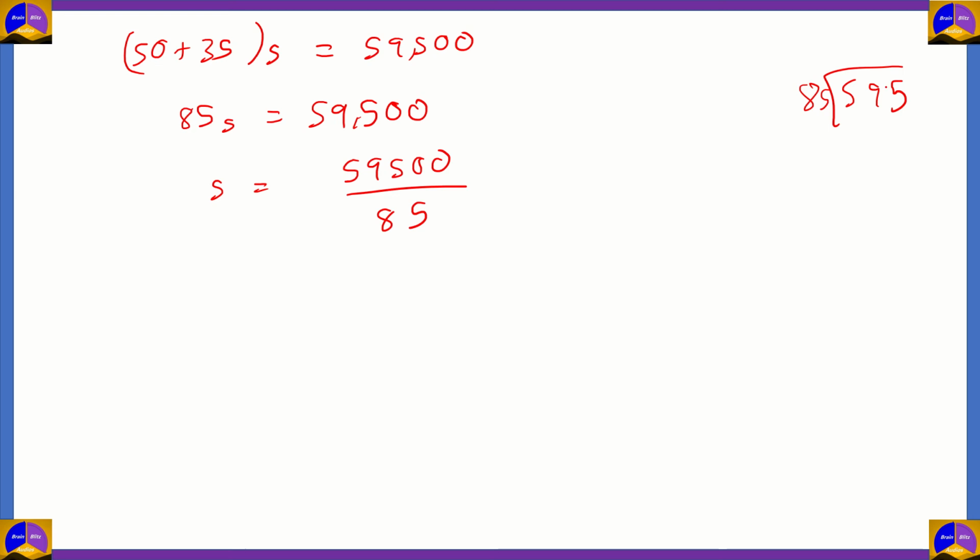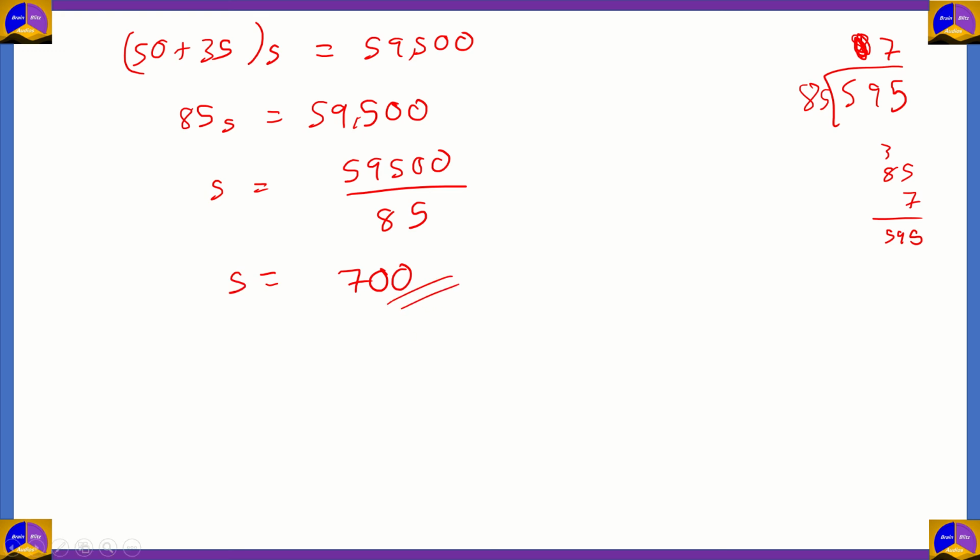So if you calculate it, 8 times 7 gives you 56, so we can try 85 times 7. 5 times 7 is 35, 8 sevens are 56, plus 3 is 595. So 85 times 8 gives you 595. So, 85 times 7, my error. So 85 times 7 gives you 595. Therefore, 59,500 over 85 would give you the value of S as 700.